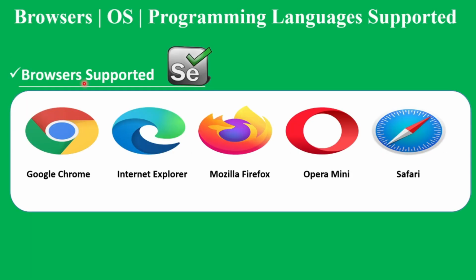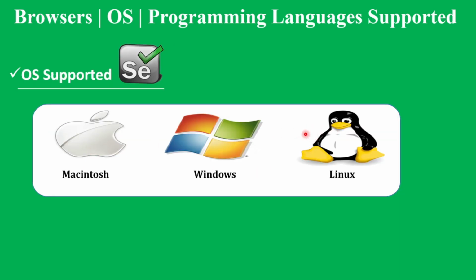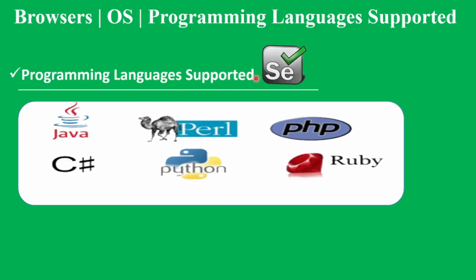Now we'll see the browsers supported by Selenium. First is Google Chrome, then Internet Explorer. Mozilla Firefox is also supported by Selenium, Opera Mini and Safari. So all these five browsers are supported by Selenium. These operating systems are supported by Selenium: Macintosh, Windows and Linux. Programming languages supported by Selenium are these: Java, Perl, PHP, C Sharp, Python, Ruby. There are some more languages which are supported by Selenium, but these are the main ones.